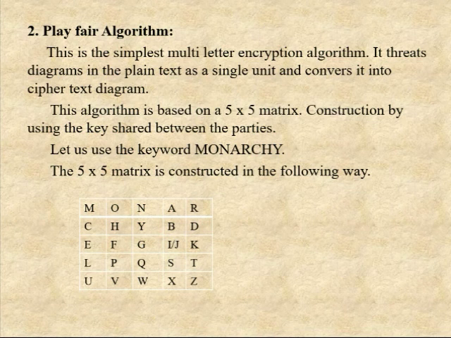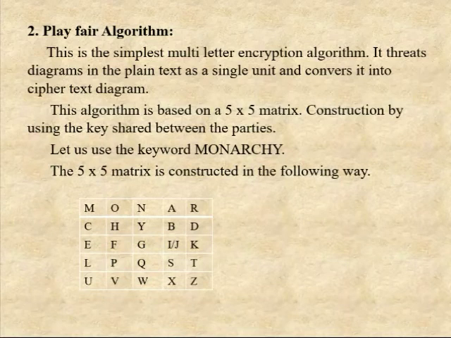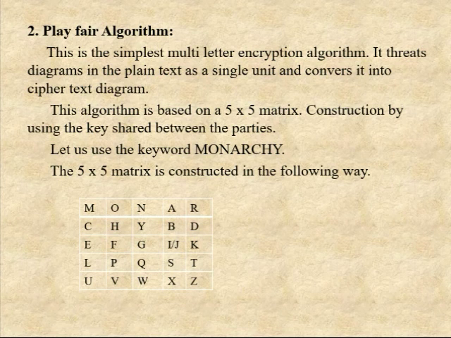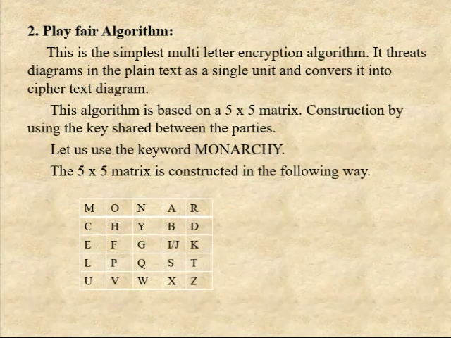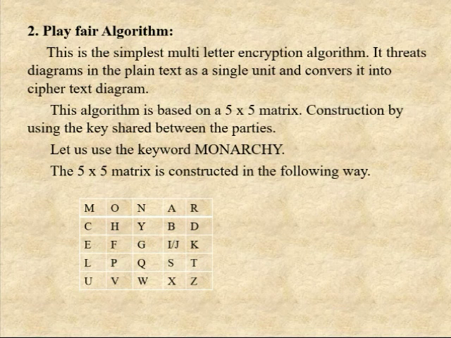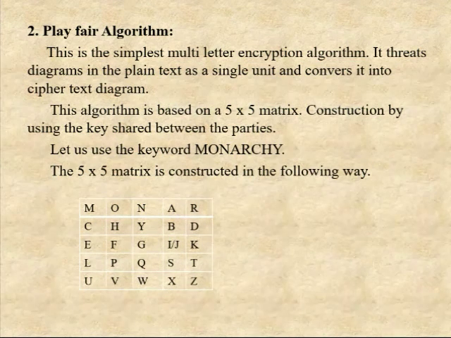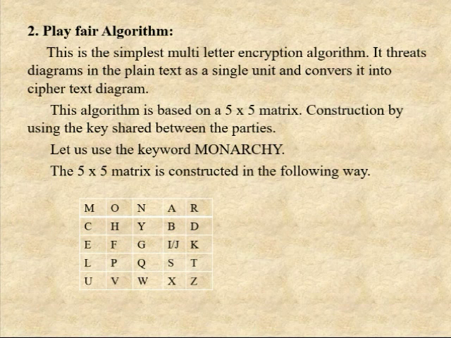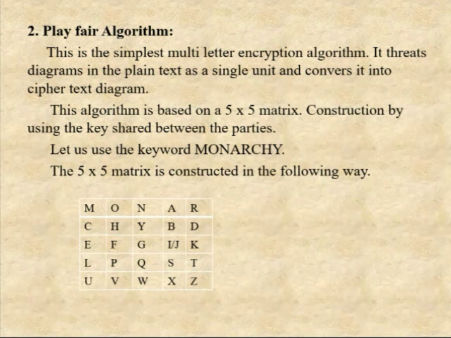The 5 by 5 matrix is constructed in the following way. The keyword is written into the matrix. MONAR fills the first row, and the second row is CHY. The remaining letters follow, B, D and so on, continuing to the last letter Z. This is the 5 by 5 matrix.